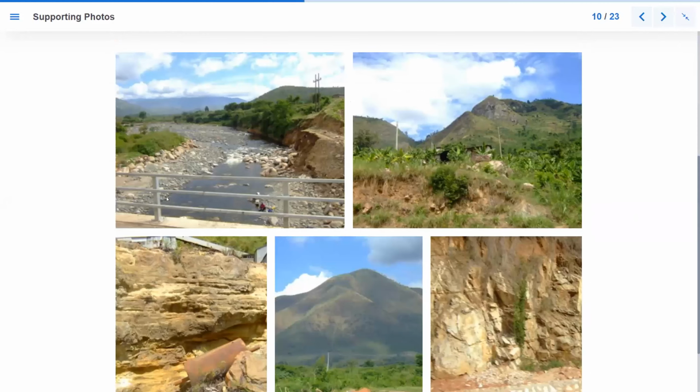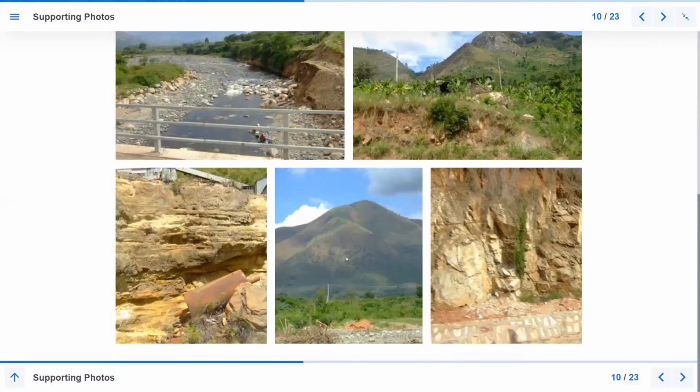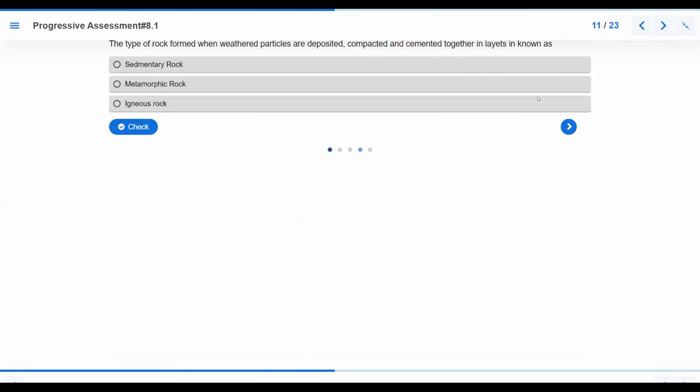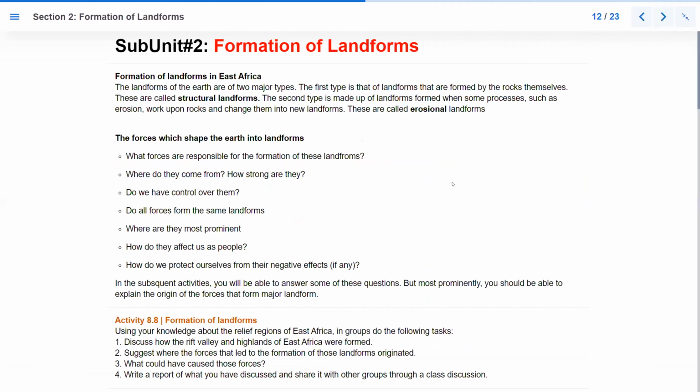I put some photos of different kinds of rocks in East Africa here. And then we have a quiz. I will not go through the quiz with you today, but I've put a quiz for the subunit, and I'll add questions. Then I go to the next one, formation of the landforms. I am going to explain this part because I notice I have run out of time. Let's see, how much time do I have? I have 5 minutes. So in 5 minutes, first I unmute you guys.